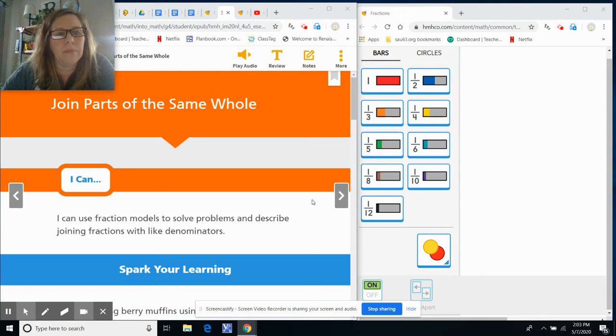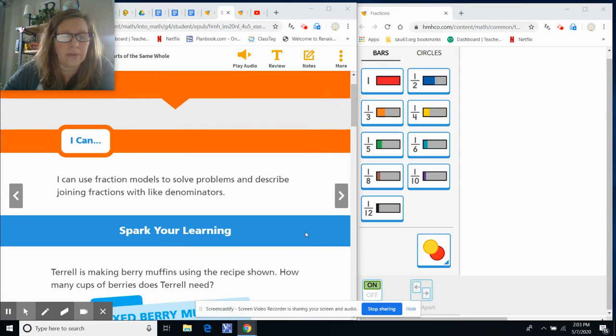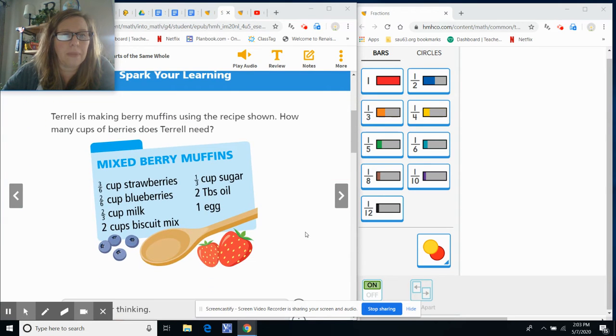Today we're going to be talking about joining parts of the same whole. Okay? So I can use fraction models to solve problems and describe joining fractions with like denominators. So let's head into our Spark Your Learning.